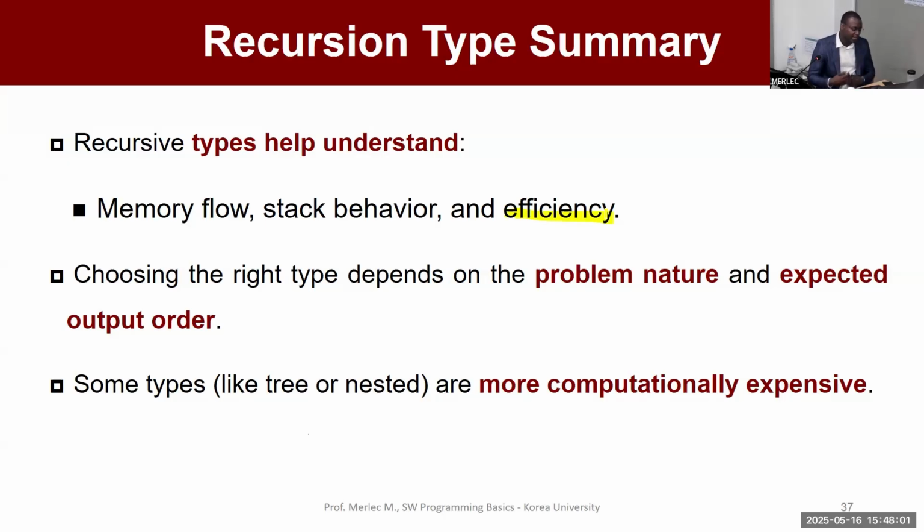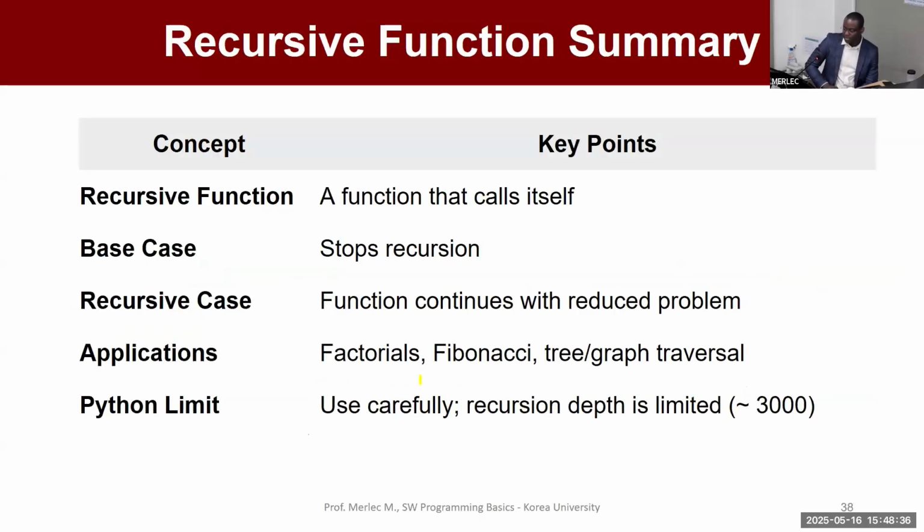Choosing the right type of recursive function may also be challenging, but this can be figured out from the nature of the problem you are facing and the expected order of output that the function has to give back. So remember that tree and nested functions can be more complicated. When you use them, you should be able to build the base case condition properly. Otherwise, it will be difficult to exit the recursive function.